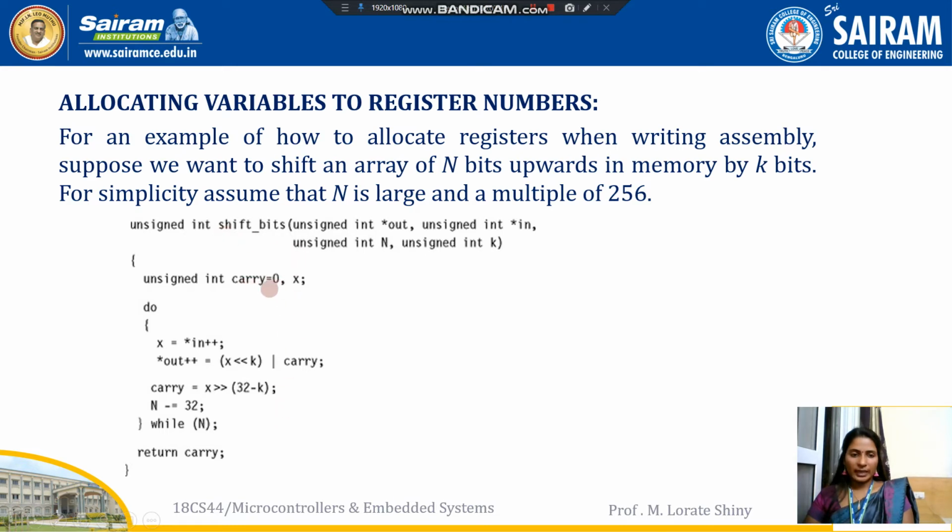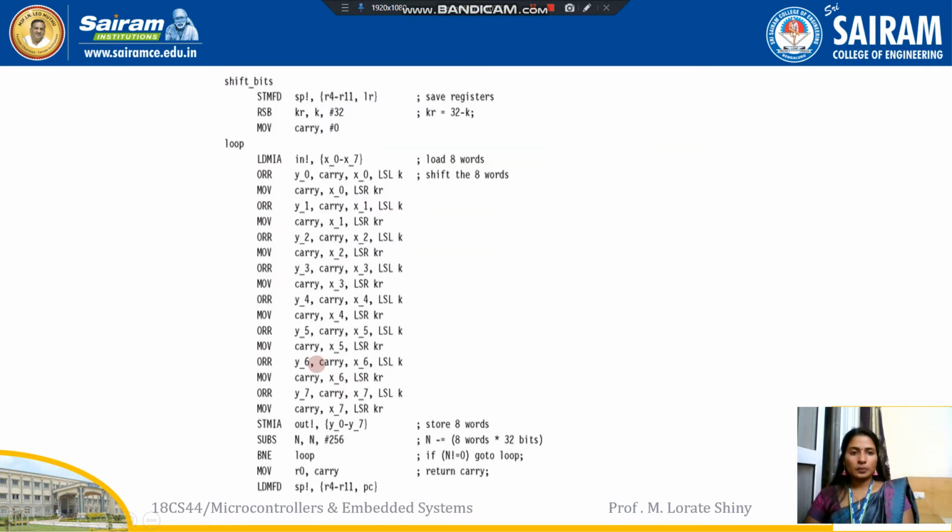We need carry. Initially, we are setting carry equal to 0. Then the input x is taken. Then the output can be found by shifting the x value to the left side by k bits, then doing the OR operation of the result with carry. Then again we have to find carry by shifting the input to the right side by 32 minus k. So we will convert this C program into assembly code, shifting bits.